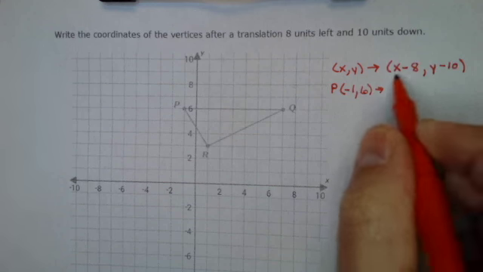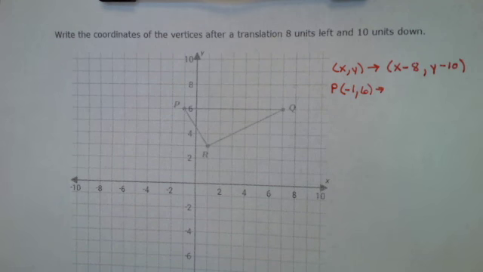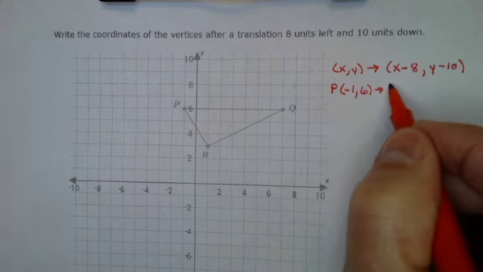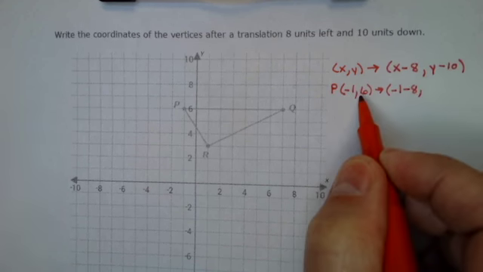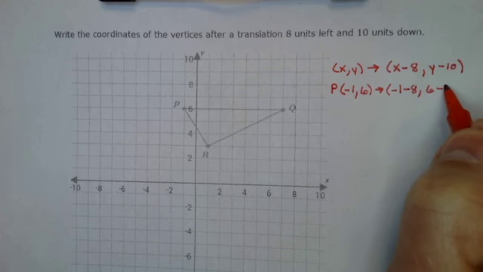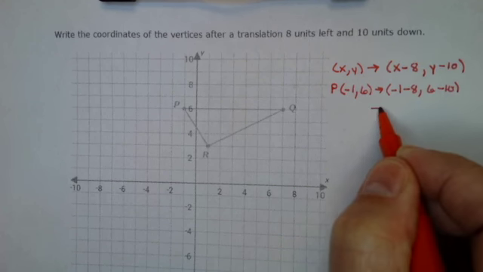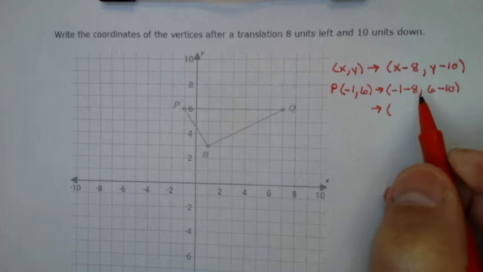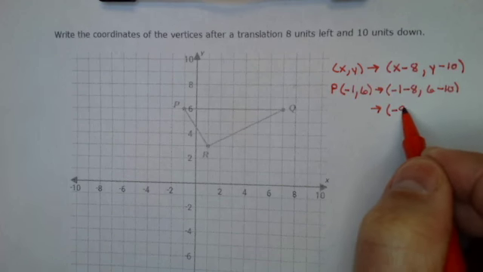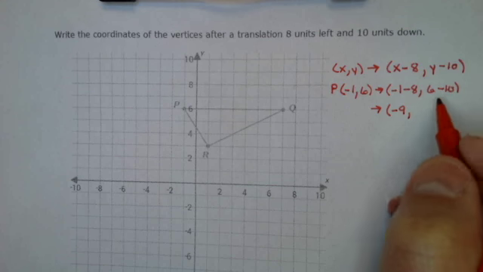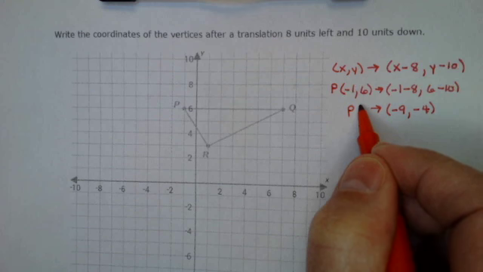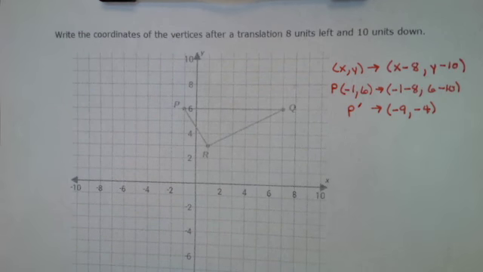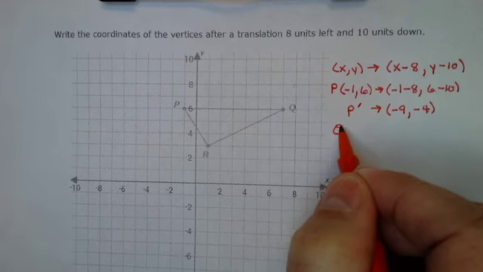Now I'm going to apply this translation rule to this point. My x is -1 minus 8, and my y is 6 minus 10. Once I apply this rule, my brand new point for P is going to be -9, and then 6 minus 10 is -4. And I use this little mark right here to tell me that this is my new point for P.